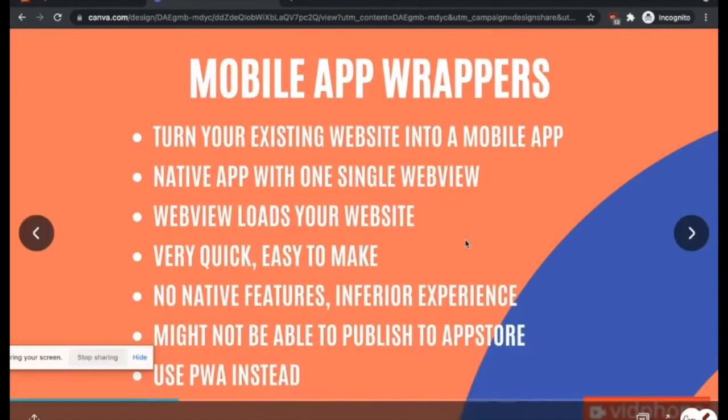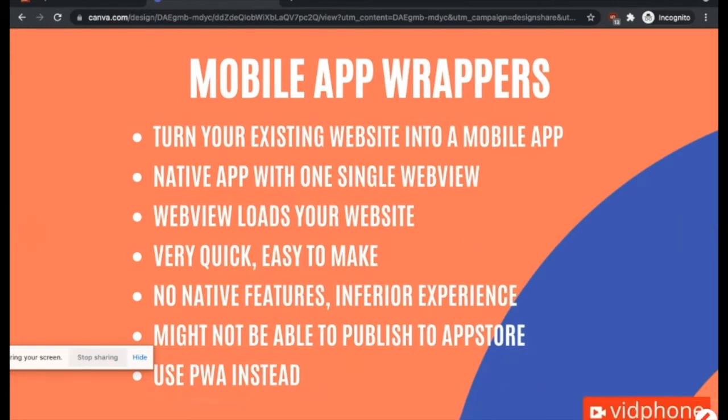Now let's talk about mobile app wrappers. So Android has millions and millions of apps. And one of the majority types of apps are something called mobile app wrappers. So what they do is instead of building out Android or a mobile application from scratch, they just create a single web view, and then they just launch their existing website onto that web view, and then they publish it onto the App Store and Play Store.